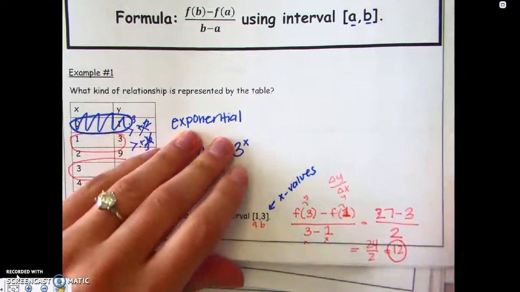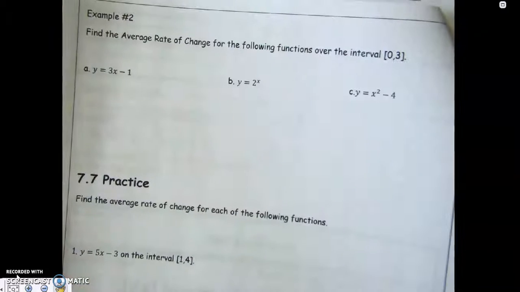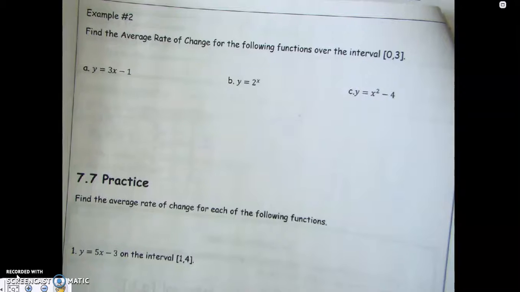All right, so let's look at one more example just to make sure we solidify your understanding of this. There's only 4 practice problems on this page, so let's look at a couple more examples. It says find the average rate of change for the following functions over the interval from 0 to 3.